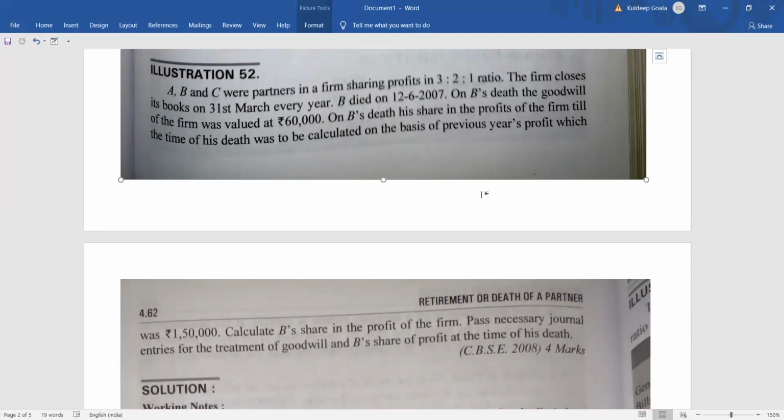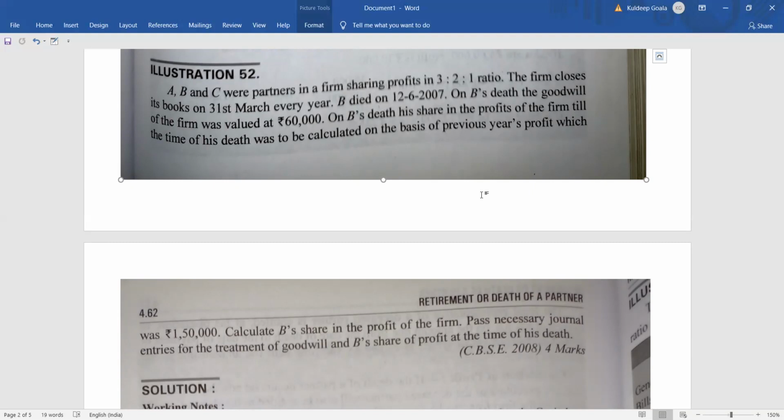So how many days are we getting? April, full of April, that is 30, right? The whole of April we are getting, that is 30 days. Then May we are getting 31 days, right? Then comes June. So June 12. That means B died on June 12. So up to June 12, how many days are we getting? 12 days. So April we have 30 days, May we have 31 days. It comes 61 days. And June we are getting 12 days. So it is coming 73 days, right? So it is 73 days for which B has worked in the firm.